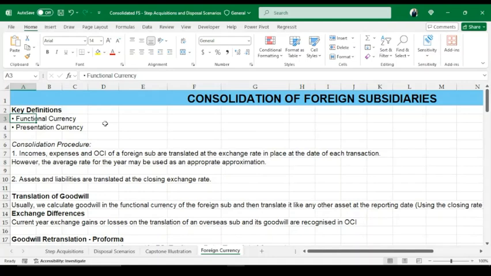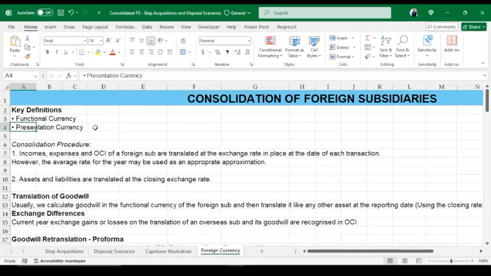Then the second category is what we call the presentation currency. The presentation currency refers to the currency in which the entity presents its financial statements. So there is a functional currency, which is the currency of the primary economic environment or the locality in which you are operating, and the presentation currency, which is the currency in which you present your financial statements.